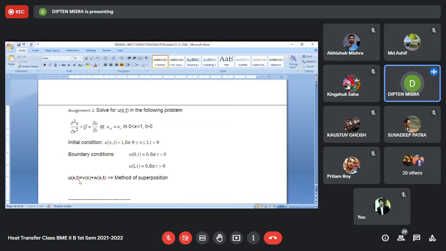Let me explain what that is and when this is applicable. This method of superposition is applicable when we are solving a linear problem. And we have explained what a linear problem is, that is a problem where the unknown has a power of 1.